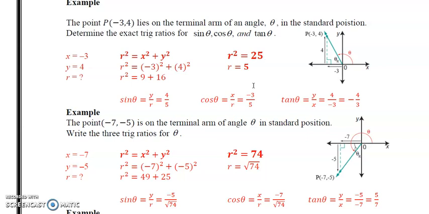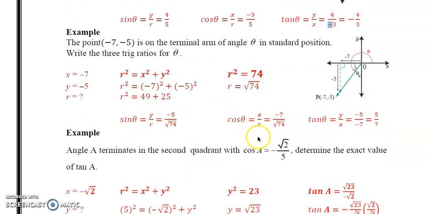And our trig ratios, remember, sine is y over r, so it's 4/5. Cosine theta is equal to negative 3 over 5. And the tangent is equal to 4 over negative 3. We usually put the negative up front, in the numerator. We usually don't have a negative in the denominator. That's just a rule of thumb. Okay?